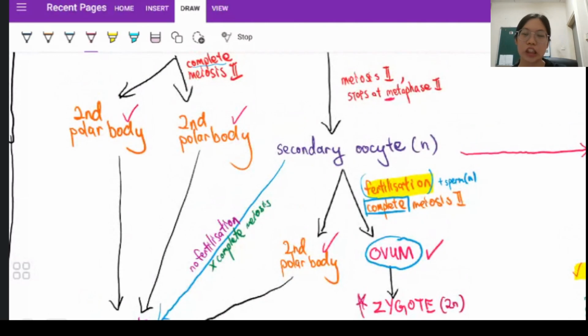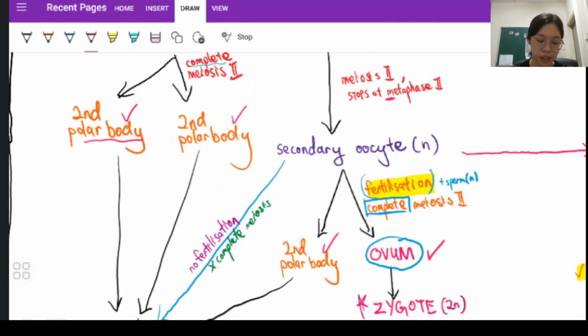But if fertilization does not occur, it will only end up with the first polar body and the secondary oocyte, because the secondary oocyte didn't get to complete the meiosis 2 process. So they realize there is no use already, and these three of them degenerate. So the second polar body and ovum are not formed if no fertilization occurred. Oogenesis is different. It will only complete the whole meiosis process if fertilization takes place.